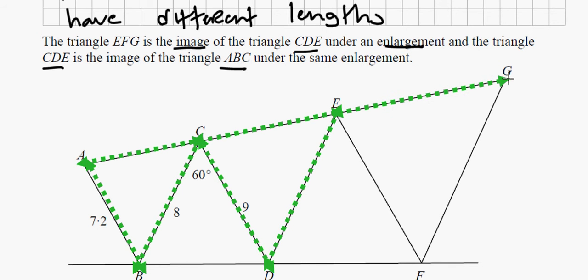Now it says under the same enlargement, so it's getting bigger by the same amount each time. So there's a scale factor involved here, okay? You can see 7.2 turns into 9, and then 9 is going to turn into whatever we call this x, okay? So we need to compare the same side. This side corresponds to this side, and this side corresponds to this side, okay? So AB corresponds to CD, CD corresponds to EF, with regards to the size of the triangle.